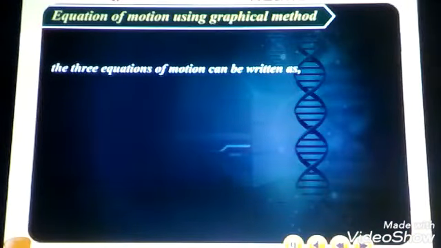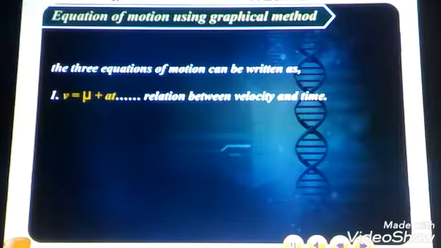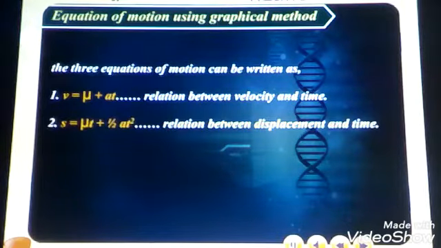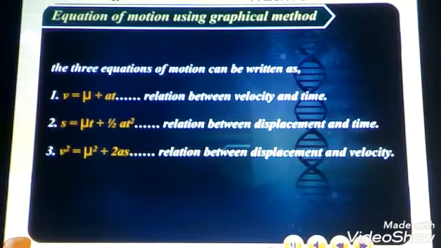Therefore, the equations will be: number 1, v = u + at. This is the relation between velocity and time. Second, s = ut + (1/2)at². This relates the displacement and the time. Now here, v² = u² + 2as. This is the relation between the displacement and velocity.